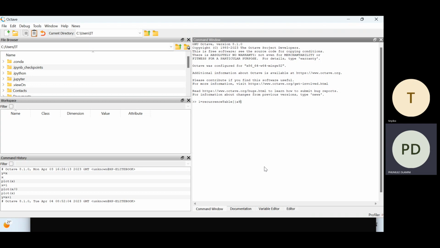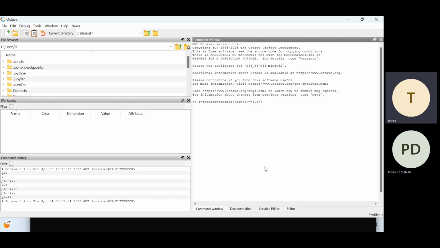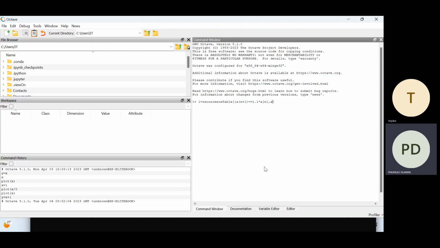Remember the formula was a n, n plus what? Plus 1. Then we make an equal sign. Our formula was 1.1 multiplied by a n. So we put a comma there. Our A of 0 was equal to 1,000. The initial amount was equal to 1,000.